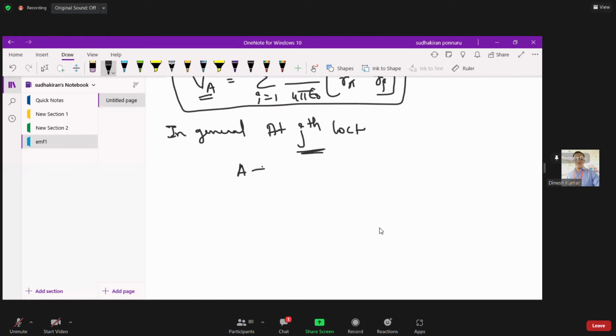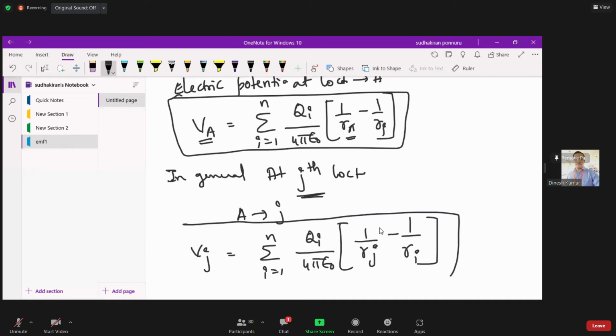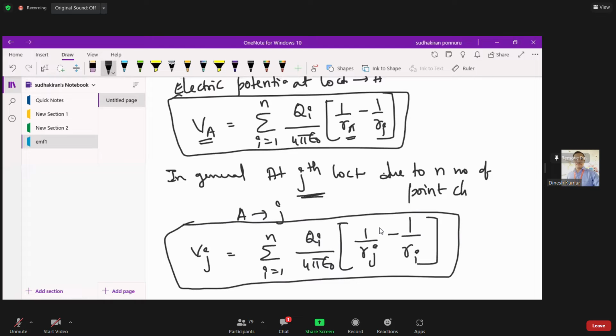So in place of A, we are going to write it as J. So what is the value? Vj is equal to sigma i equals 1 to n, Qi divided by 4 pi epsilon naught, into 1 by R. In place of A, we are going to write it as J. So 1 by Rj minus 1 by Ri, which is our final expression for the potential at the jth location, due to n number of point charges.